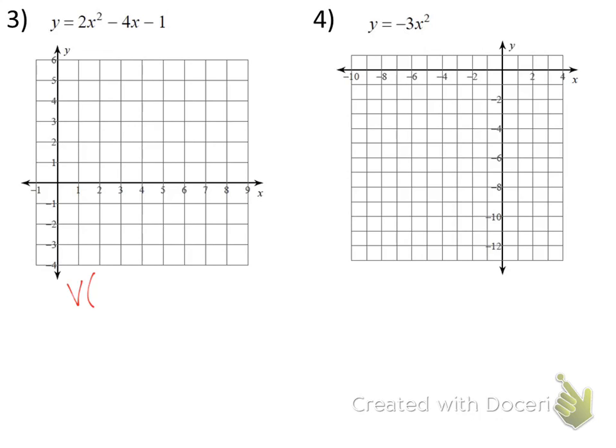During your homework, you're going to put your vertex down first, which is negative b over 2a. So it's going to be negative negative 4 over 2a, which is just going to be 1. Plug 1 back in. 1 squared is 1, 2 times 1 is 2. Minus 4 is going to be negative 2, plus negative 1 is negative 3. So your vertex is at negative 3.